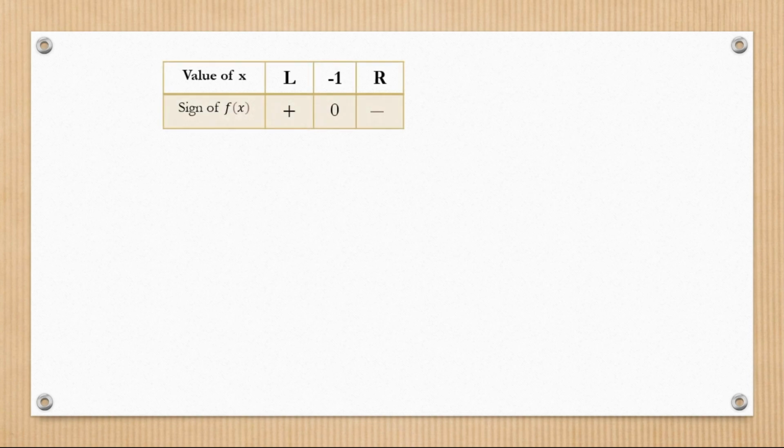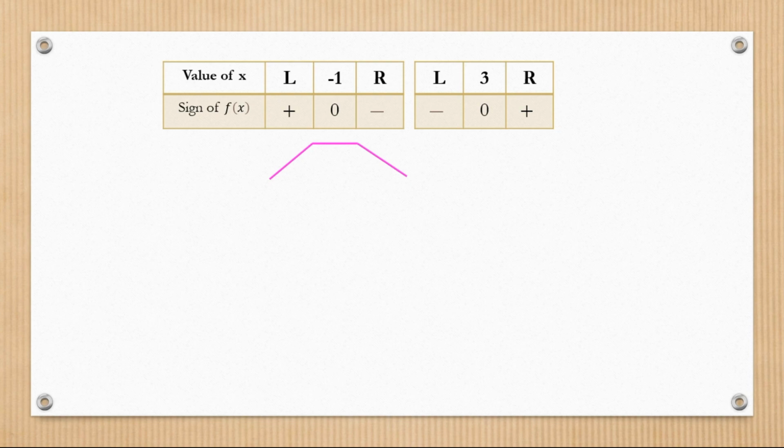So when I put this in a table, this is what I have. There is negative 1. On the left hand side I have a positive, and then on the right hand side I have a negative. And then on the left hand side for 3 I have a negative, and on the right hand side I have a positive. So a positive slopes upward, a 0 is flat or horizontal, and a negative slopes down. That means we have a maximum where there is negative 1, and a minimum point at 3.